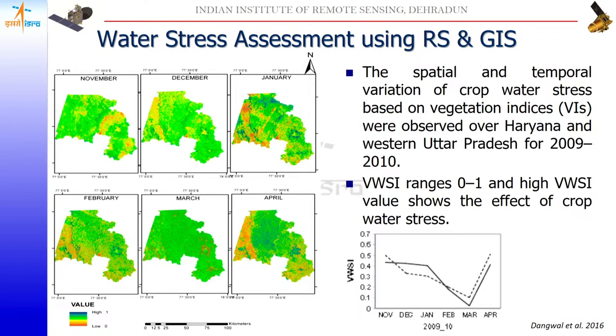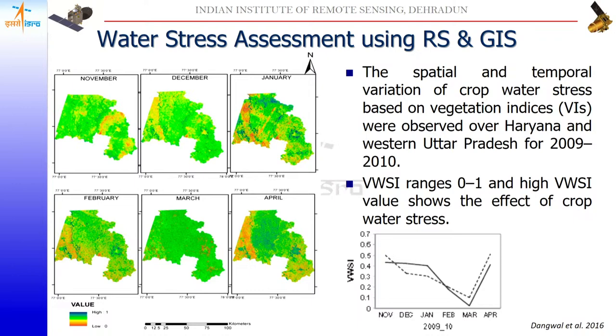And the VWSI value varies from 0 to 1. How can we say whether its value indicates a stress condition or normal condition? A high VWSI, vegetation water stress index value, shows the effect of crop water stress. If you look at the comparative temporal trend from November to April of VWSI, in November the VWSI value is on the higher side, around 0.5 and 0.4. There are two trend lines, representing the areas of Haryana and Uttar Pradesh.